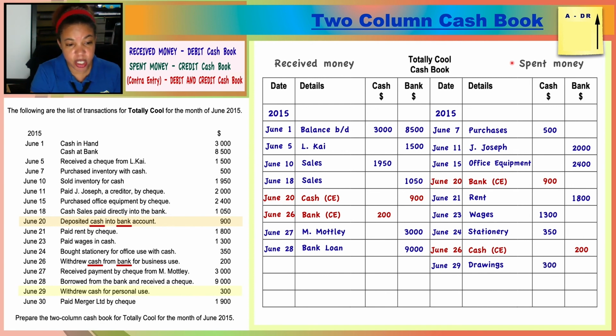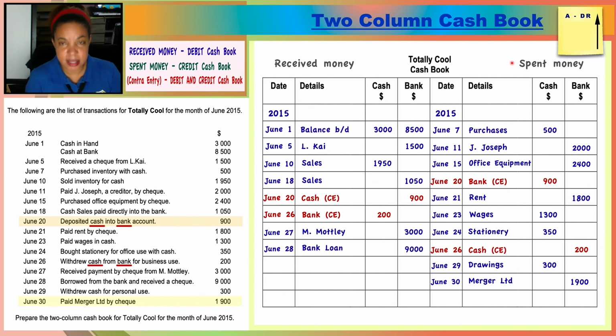And what did he withdraw? He withdrew cash. So you go in your cash column and $300 is how much he withdrew. Last transaction, June 30th, paid Merger Limited by check. That means that we're on the credit side because we spent money, paid money, payment. So the date is June 30th. Who did we pay? Merger Limited. So that's the account. And it was check. So we go to the bank column, $1,900. And that finishes the very, very simple 2-column cash book.